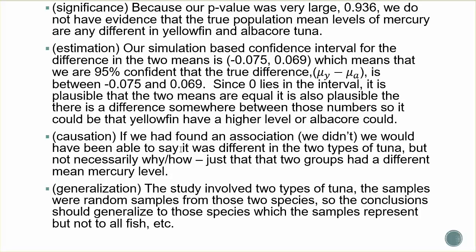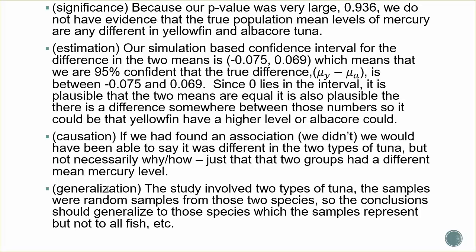Causation: if we had found an association, we did not, but if we had, we would have been able to say that it was different in the two types of tuna, but not necessarily why or how, right? We're not doing a randomized experiment with cause and effect. We didn't assign treatments. We're just saying that this population has a different level than this population, and not why, or whether it was a causing effect or whatever.